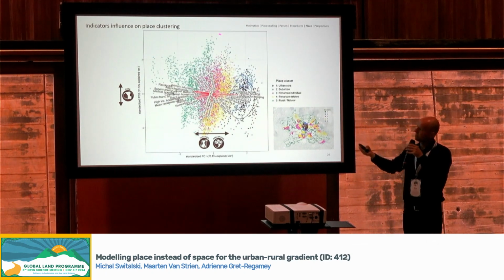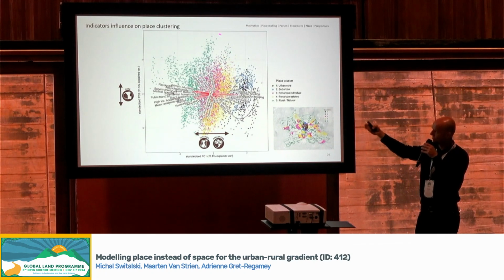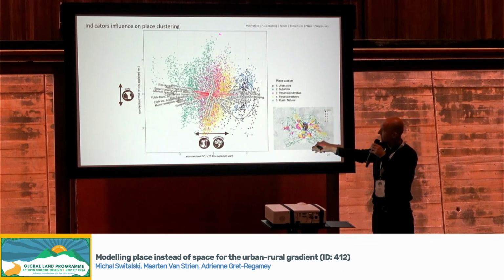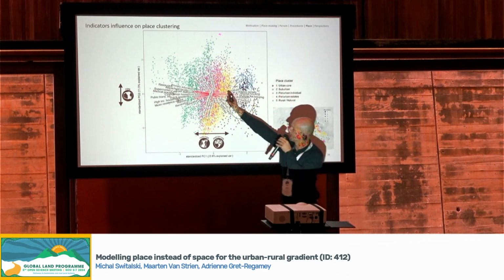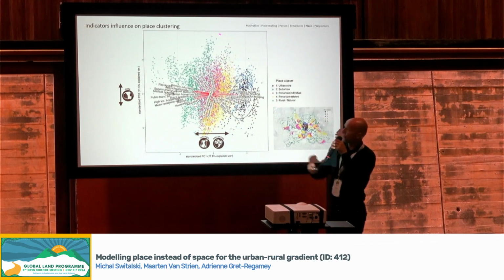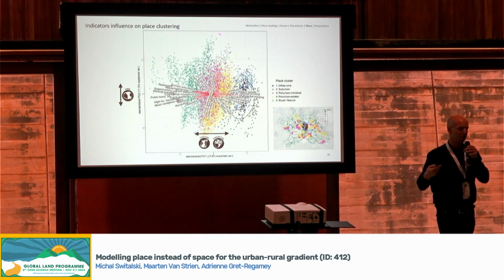Again, I'm going to skip this for the sake of time, but we can also see what drives these clusterings. And we can nicely see that the very urban clusters are much more distinct than the other 3 clusters, which are more gradual. So we can talk about the peri-urban gradient.